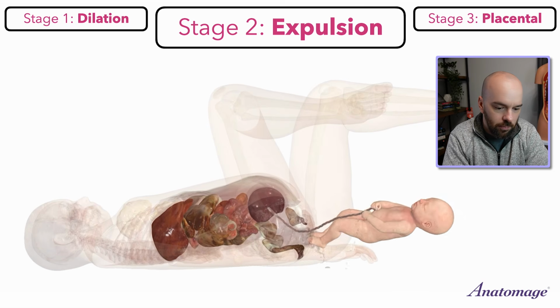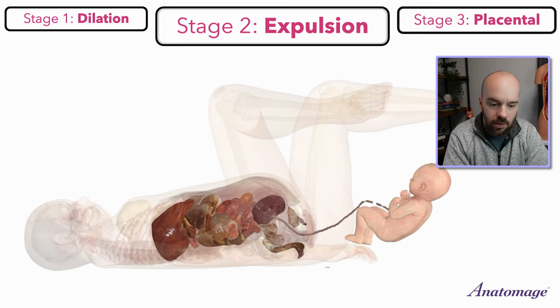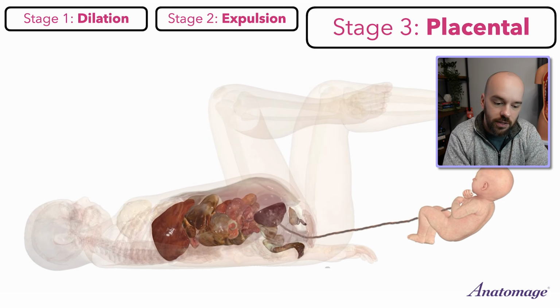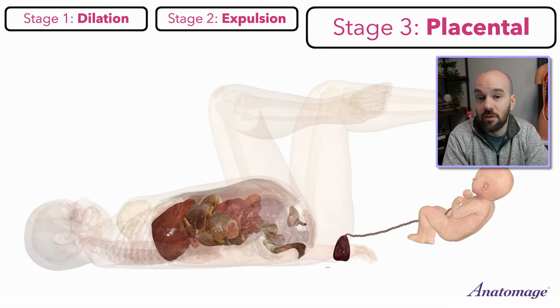So now the baby has been born. The umbilical cord will be cut right in there, and now we're into the placental stage. So the placenta will detach from the uterus, and the placenta is born. So those are the 3 stages of labor and birth.